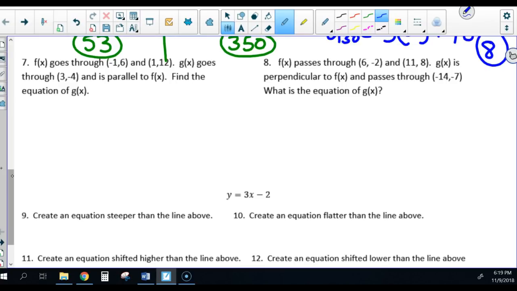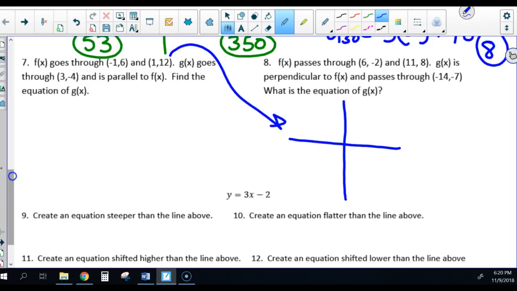f of x goes through -1, 6 and 1, 12. So before I do any work, I want to visualize that. Over here, I see -1, 6 is somewhere up here. 1, 12 is somewhere way up there. So f of x kind of looks like that.